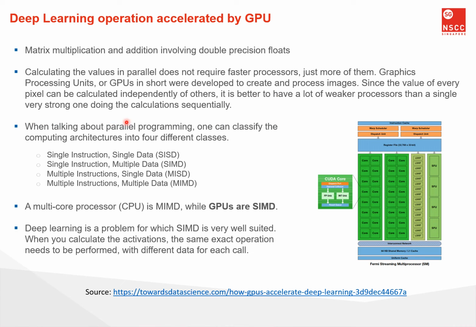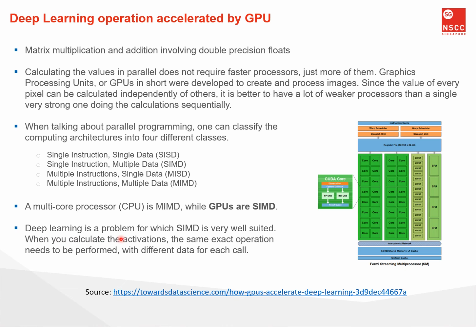So when talking about parallel programming, one can classify architectures into different classes. So we have single instruction, single data. We have single instruction, multiple data, multiple instruction, single data, and multiple instruction, multiple data. So a multi-core CPU is basically a multiple instruction, multiple data structure, because each of the CPU cores is fairly independent of each other, and they can read in multiple instructions and work on different data at the same time. But GPUs are single instruction, multiple data because the cores are actually repeating similar instructions, but we have multiple streams of data coming in the matrix.